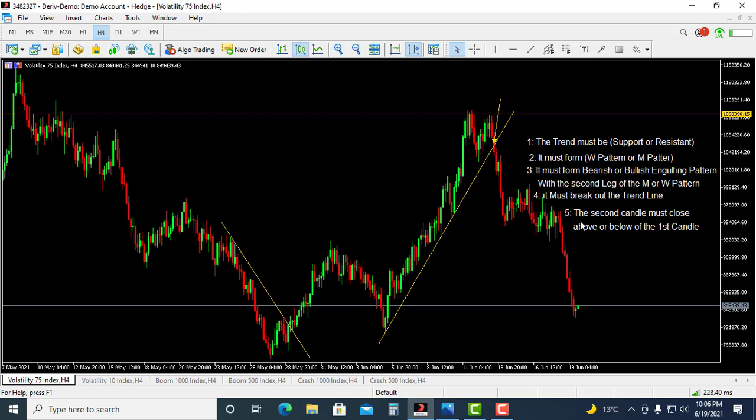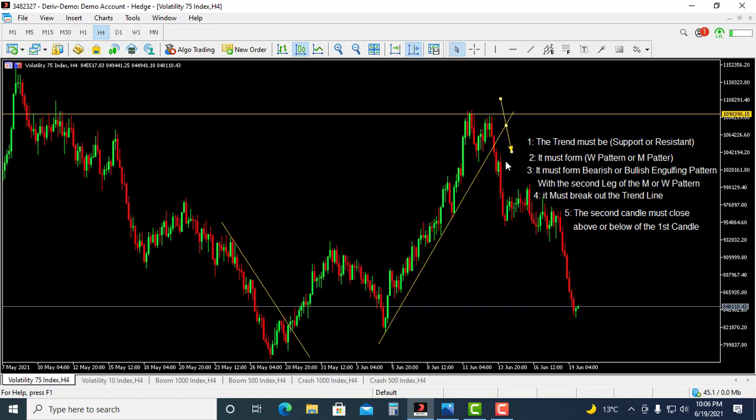Rule number 5, the second candle must close above or below the first candle. The candle that breaks the trend line is the first candle, and then the second candle is this one, just after this candle. It must open already below the trend line, and then close somewhere below. As you see here, it closed under. This is what we need. If we get this, then boom, we take the trade.